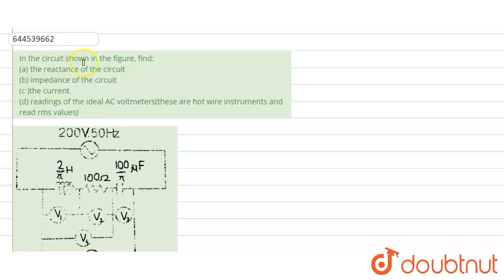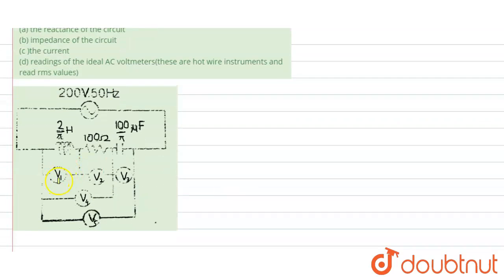Hello everyone, let us start with our question. In this question there is a circuit shown and we need to find the reactance, impedance, the current, and the readings of the ideal voltmeters. There are several voltmeters connected here.